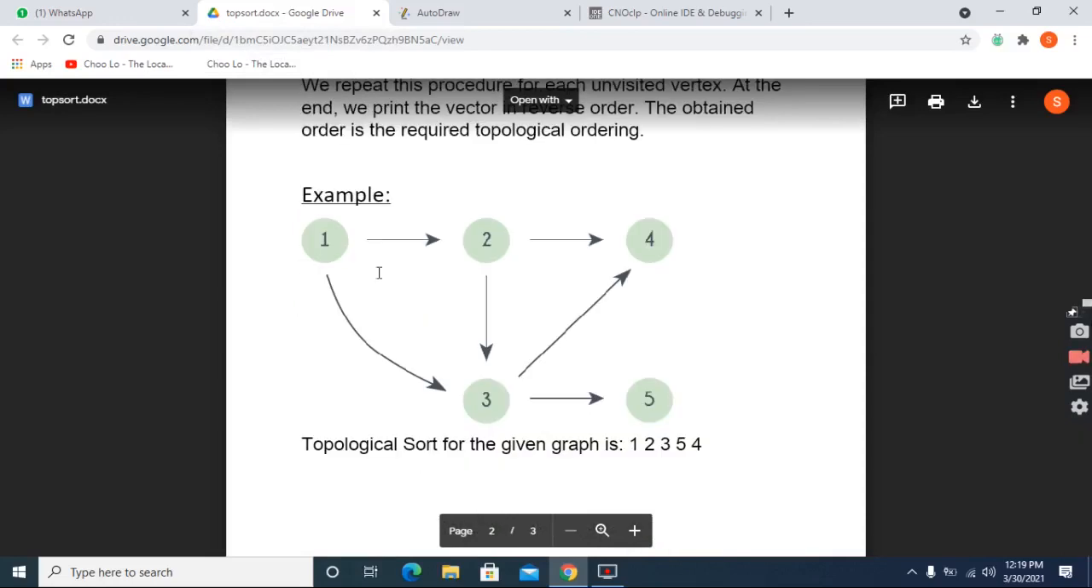So for the example I've taken the same graph which I just explained to you. Topological sort for the given graph is 1, 2, 3, 5, 4.